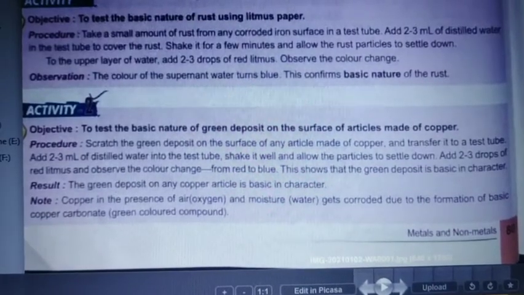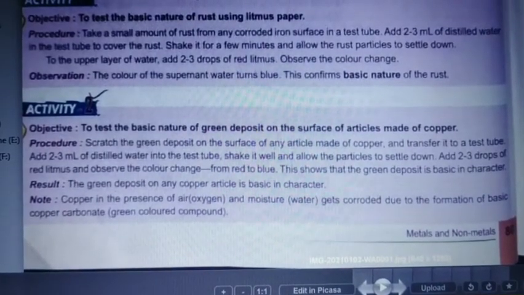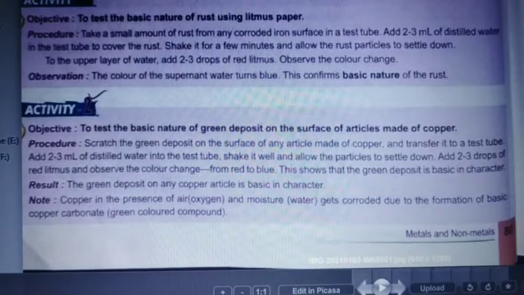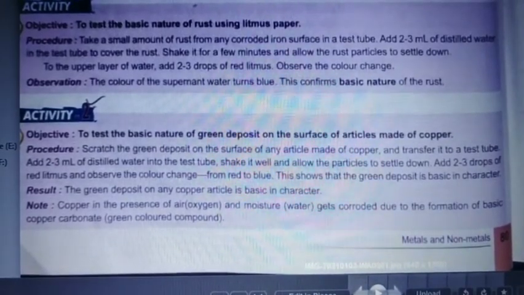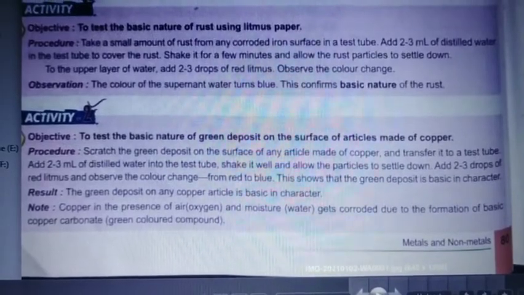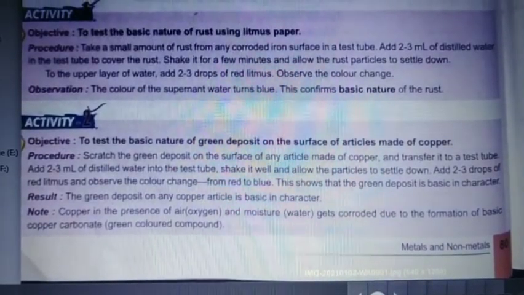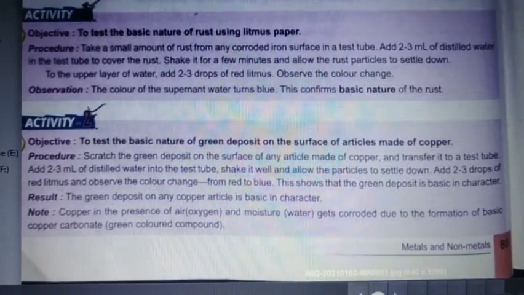In the next class, we are going to learn about some of the uses of metals, what metalloids are, and a few topics, and we will also discuss the exercise questions. Till then, study well and revise the things which we have discussed today. Thank you.